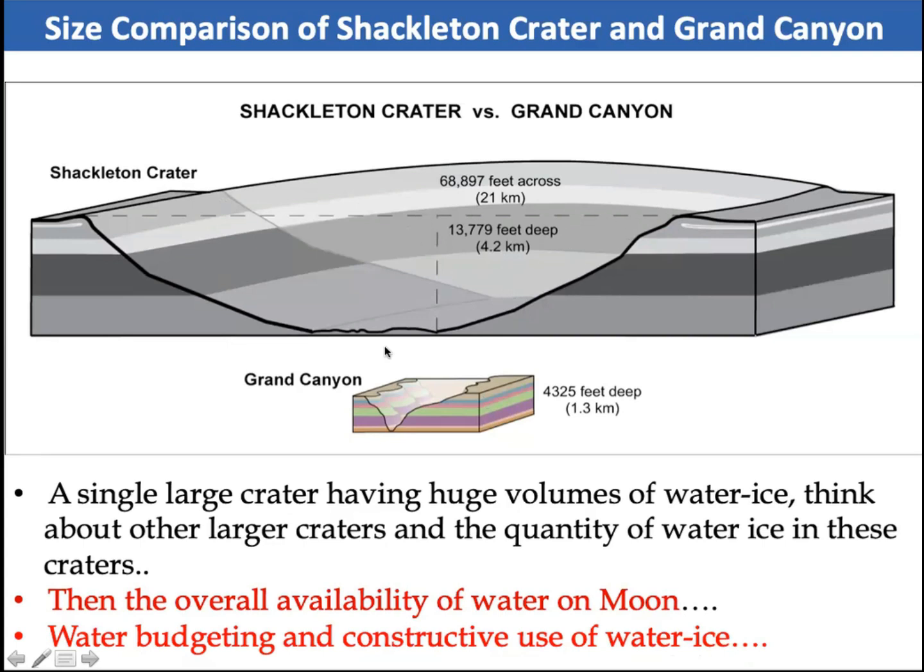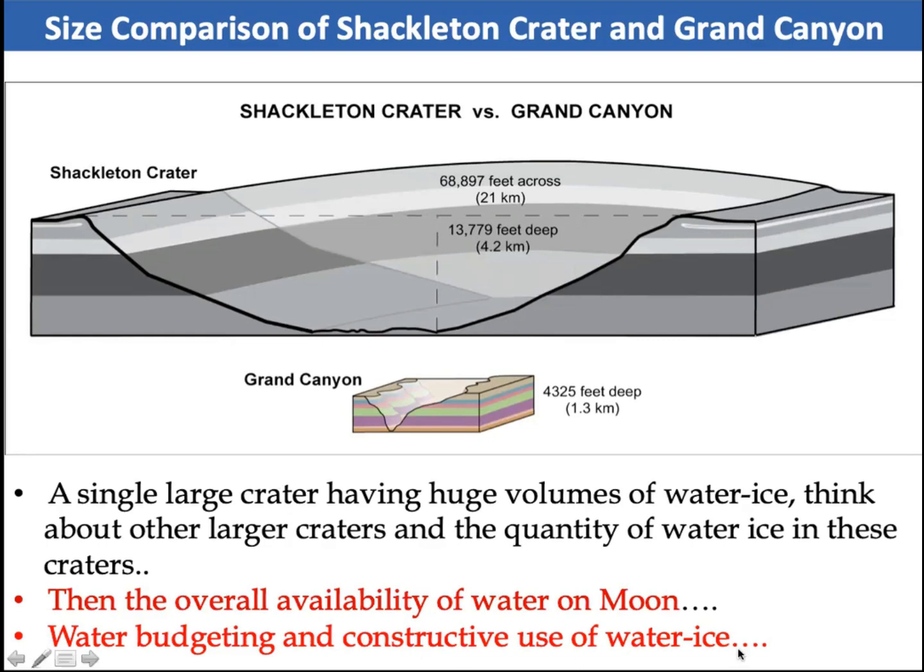We can compare that crater with our Grand Canyon, and then you can imagine how large that particular structure was. Scientists have identified a huge volume of water ice in this particular crater. So the aspect is that a single larger crater has a huge volume of water ice. Then you can imagine how much water can be present in other permanently shadowed craters also. Now, with this concept, we can think about the overall availability of water on the Moon, and then we can go for water budgeting and constructive use of water resources.